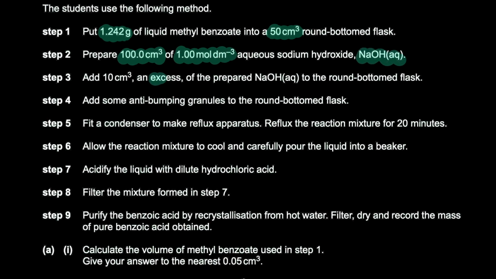Then we add an excess of the sodium hydroxide to the round bottom flask. Add some anti-bumping granules to the round bottom flask. Fit a condenser to make a reflux apparatus. Reflux the reaction mixture for 20 minutes. Allow the reaction mixture to cool and carefully pour the liquid into a beaker. Acidify the liquid with dilute hydrochloric acid. Filter the mixture formed in step 7. Purify the benzoic acid by recrystallization from hot water. Filter, dry, and record the mass of pure benzoic acid obtained.